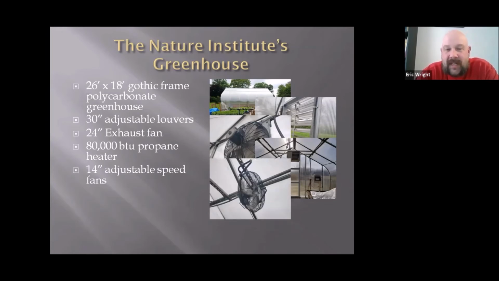We also have these 14-inch adjustable speed fans hanging from the top of our greenhouse, and they help us continue to circulate air within the greenhouse. We don't want that air to get stagnant. We want to keep it rotating around, and it really helps the plants breathe and grow.